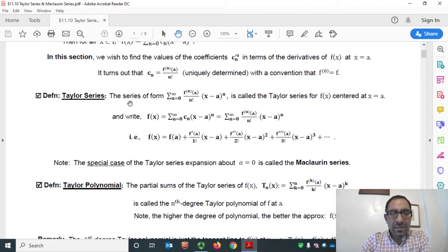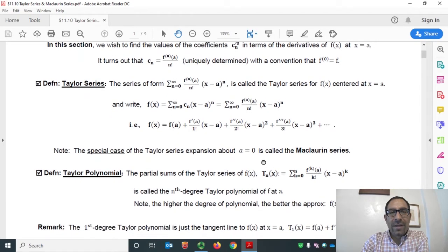Definition, Taylor series. The series of the form summation n equals 0 to infinity, nth derivative of f evaluated at a over n factorial, times (x minus a) to the power n, is called the Taylor series for f(x) centered at a, and is written as f(x) equals that, in compact form. In the expanded form, f(x) equals f(a) plus f prime(a) over 1 factorial times (x minus a), plus f double prime(a) over 2 factorial times (x minus a) squared, plus f triple prime(a) over 3 factorial times (x minus a) cubed, plus dot dot dot. Note the special case of the Taylor series expansion about the origin is called the Maclaurin series. I'll give you the definition of Maclaurin series later.